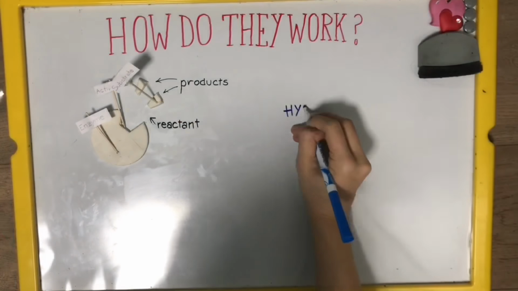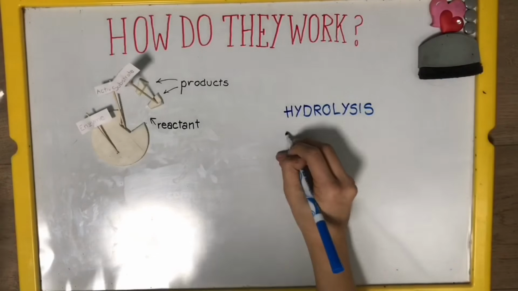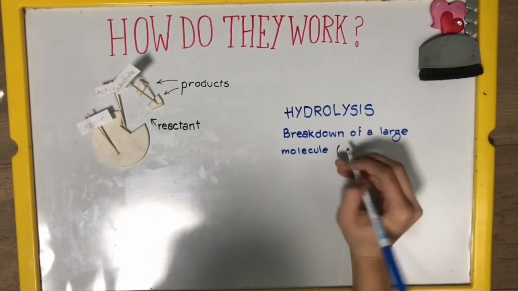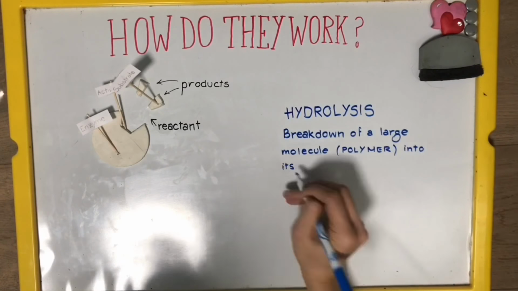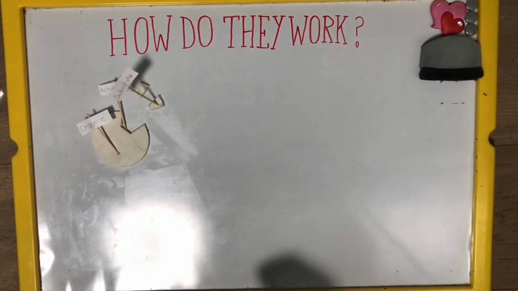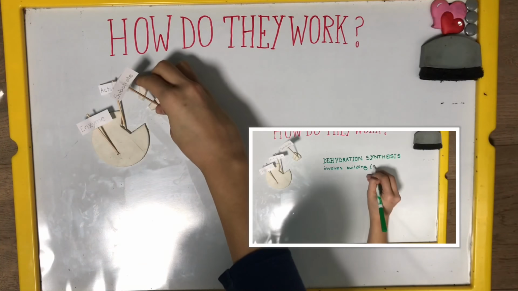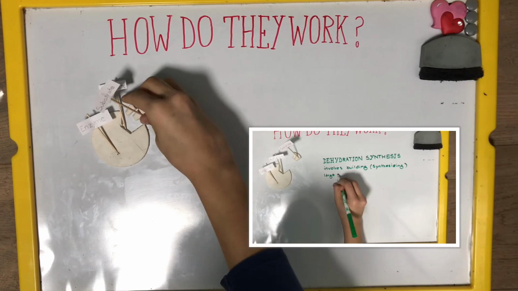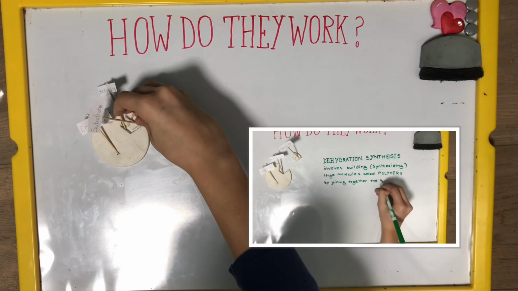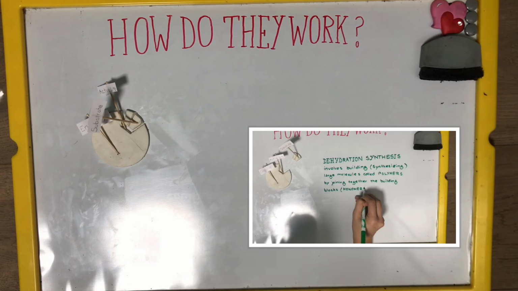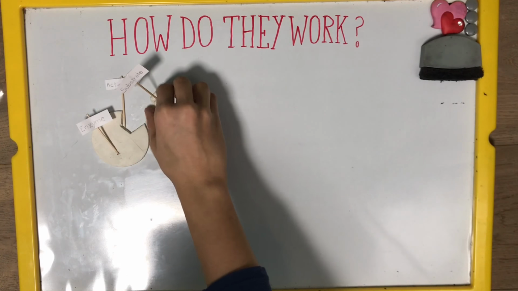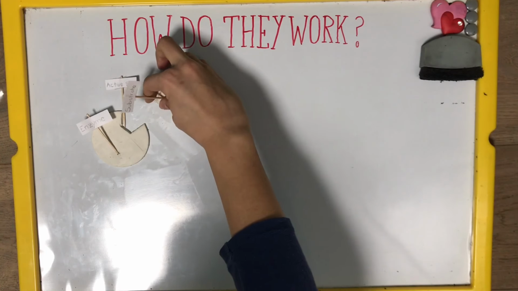The previous type of reaction, which involves the breakdown of large molecules, polymers, into its building blocks, monomers, is called hydrolysis. The opposite reaction, which involves building or synthesizing polymers by joining together monomers, is called dehydration synthesis. After the reaction is done, the enzyme can be used over and over again.